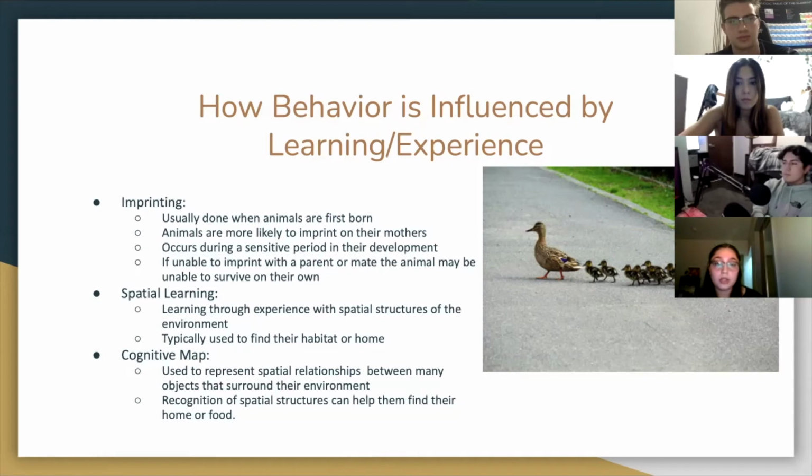Then we have spatial learning, which is learning through the experience of visualizing the spatial structures in their environment. They do this to find their habitat or home. Then they have a cognitive map, which helps them represent the spatial relationships between the objects that surround them. And through the recognition of the spatial structures, they are able to find their home and find food as well.